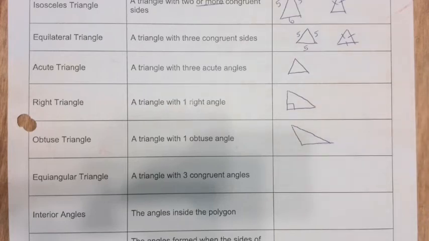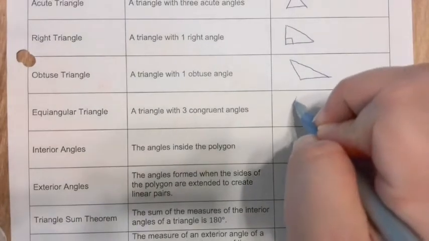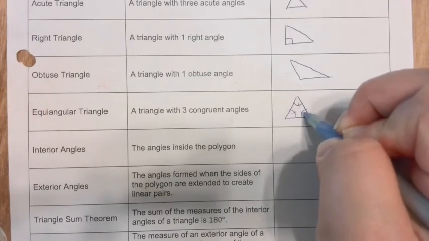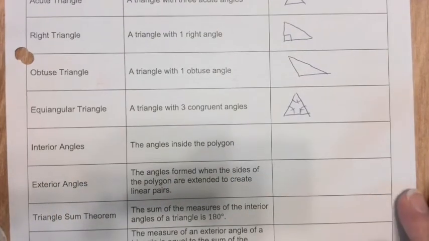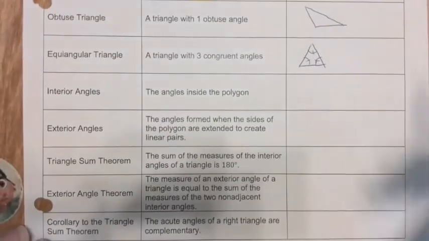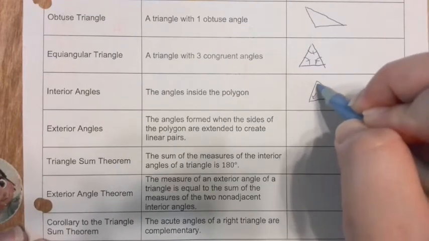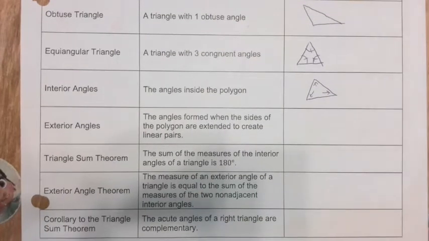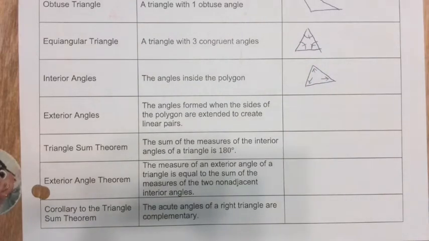So equiangular triangle is a triangle with three equal congruent angles. So it might look like this. Congruent marks on all three sets of angles. Interior angles are angles that are inside the polygon, or inside, in this case, a triangle. So the interior angles would be 3 on the inside. And an exterior angle is an angle on the outside. And the problem is that right now the triangle itself doesn't have any angles on the outside. It has an outside, but it doesn't have any angles.